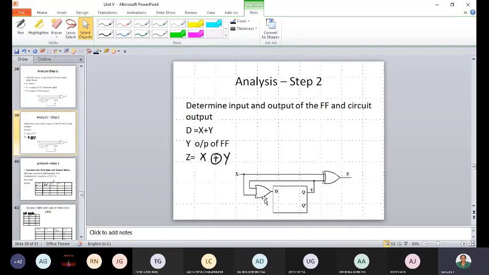See, D flip-flop, what is the D flip-flop excitation table? Why is it called a D flip-flop? D flip-flop is a delay flip-flop. It simply delays whatever input that is given and gives the same output.